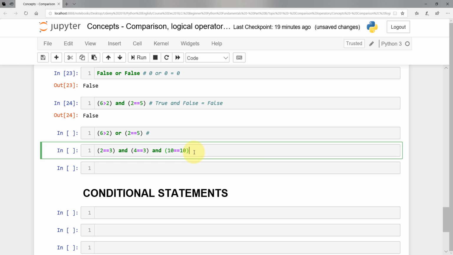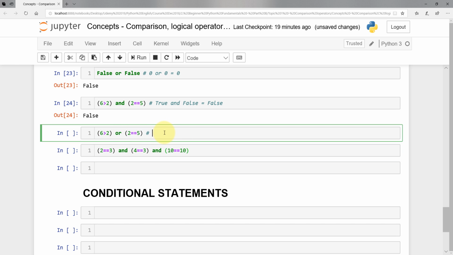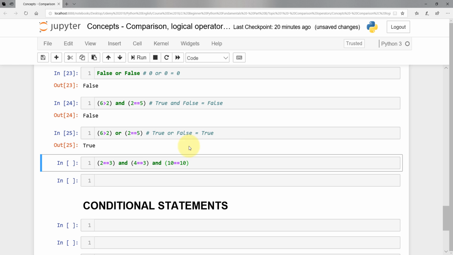All right, I hope you were able to figure out the challenge. So here I'm saying, is 6 greater than 2? Well, that's true. And I'm saying, or is 2 equals 5 or not? Well, 2 is actually not equal to 5. So is 2 equals 5? Well, that was false. If I say true or false, since we have or here, then the outcome should be true. Because when it comes to OR, if any of the inputs is true, the outcome will be true. All right, let's run that. Well, that's pretty good.